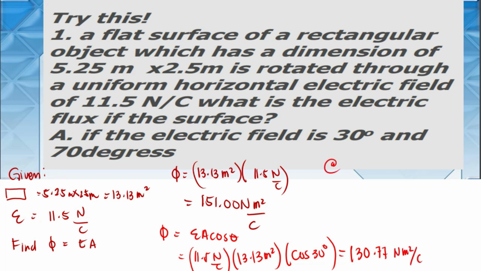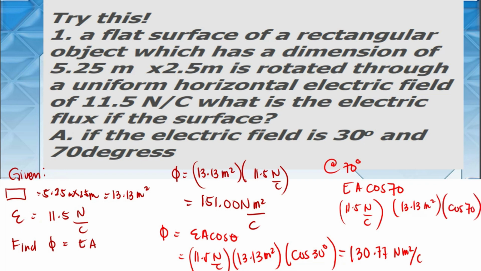And at 70 degrees, we can use EA cosine 70. So substitute, 11.5 newtons per coulomb times 13.13 meters squared times cosine 70. So we have here 51.64 newton meters squared per coulomb.